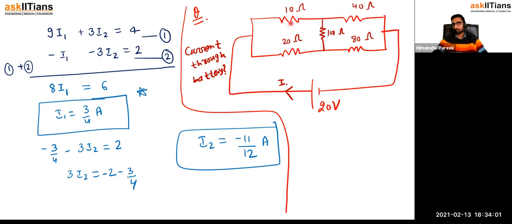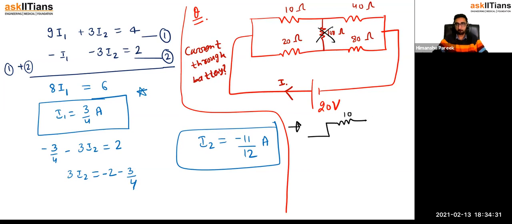So this ratio 10 over 20, half. 40 over 80, half. Means this two ratio is equal to this two ratio. Means it's a Wheatstone bridge. If it is a Wheatstone bridge, then this branch would not be having any current. So if this branch is not having any current, what you can do? You can simply remove it. So let us just draw the new circuit. And you would find that it is a very beautiful and simple circuit, which you have solved multiple times.